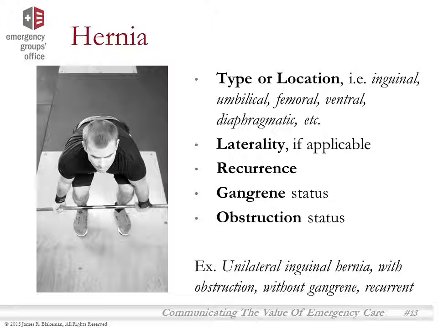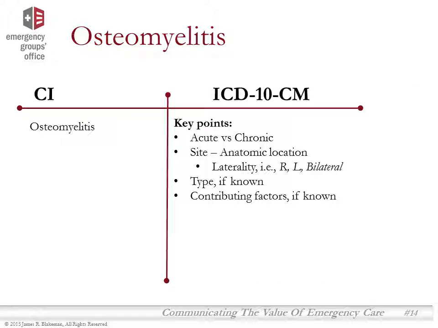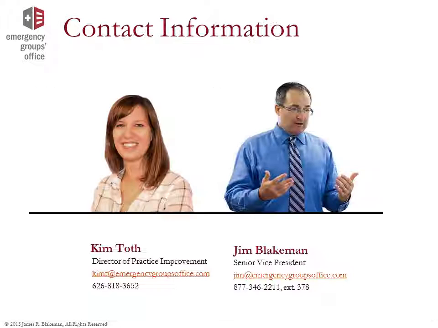To assign a hernia code in ICD-10 to the highest level of specificity, be sure to include the type or location, laterality, recurrence, and presence or absence of gangrene and/or obstruction. If the type and contributing factors for osteomyelitis are known, include that in your documentation, but it's likely that that will not be available during the ED encounter. At a minimum, include affected area, laterality, and if acute or chronic.